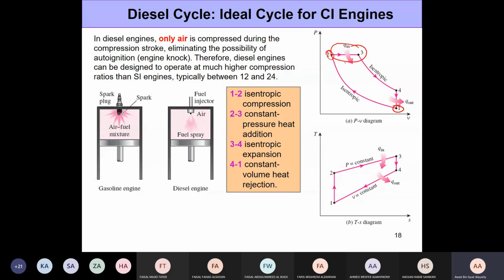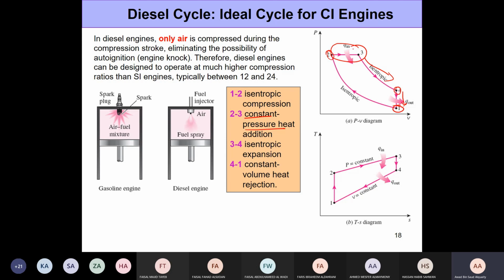In the Otto cycle, it was constant volume, but here we are having a constant pressure heat addition. And then you have an expansion, which happens during a part of the power stroke. And then 4 to 1 is the heat rejection, the constant volume heat rejection. The heat rejection is always constant volume in all the different cycles, dual cycle, diesel cycle, Otto cycle. The heat rejection always happens at constant volume.